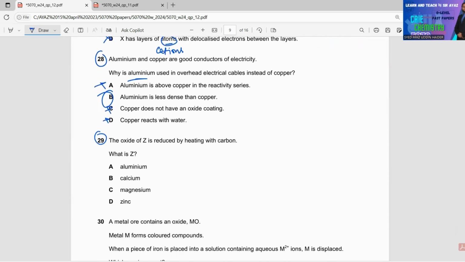29. Oxide of Z is reduced by heating with carbon. What is Z? This one is highly reactive. We can't have B and C. We are left with A and D. A, aluminium is more reactive than zinc. It undergoes the electrolytic reduction method. You can't reduce it by using any reducing agent. So it seems D must be the right answer for 29.